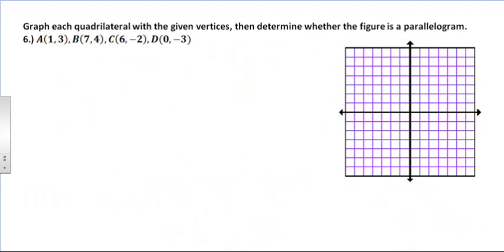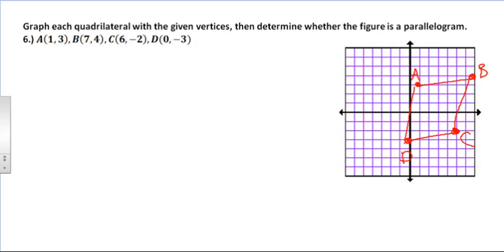And one last problem here. We want to graph this quadrilateral with the given vertices and then determine whether it is a parallelogram. So problem number 6, point A is at (1, 3), point B is at (7, 4), point C is at (6, -2), and point D is at (0, -3). I want to figure out if this thing is indeed a parallelogram.